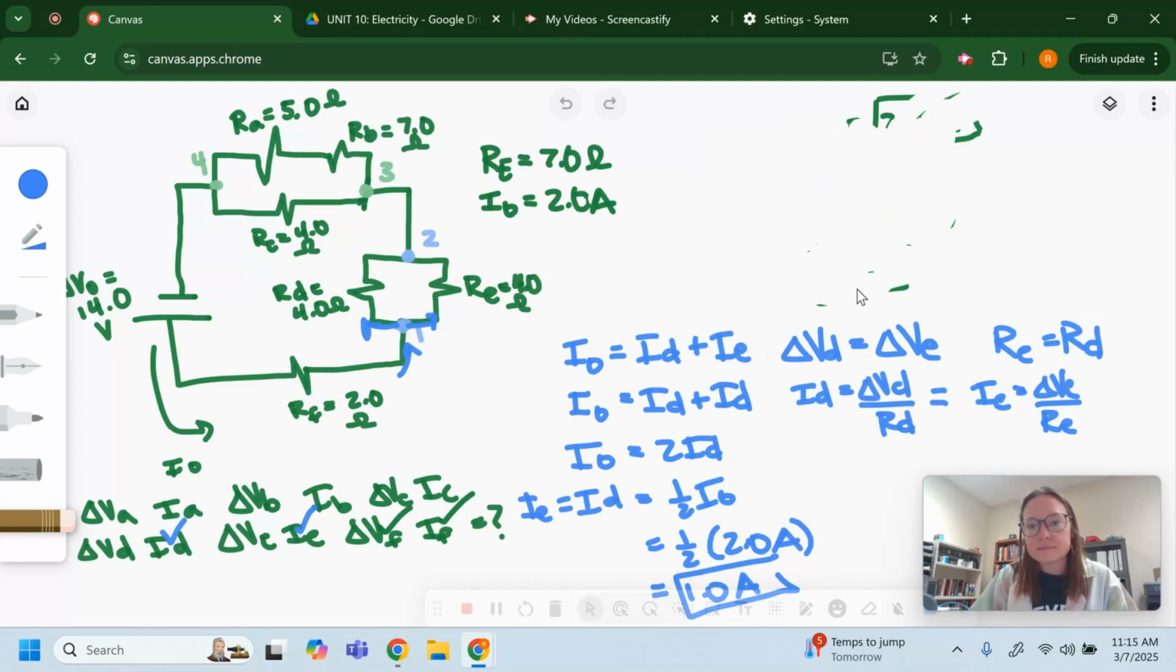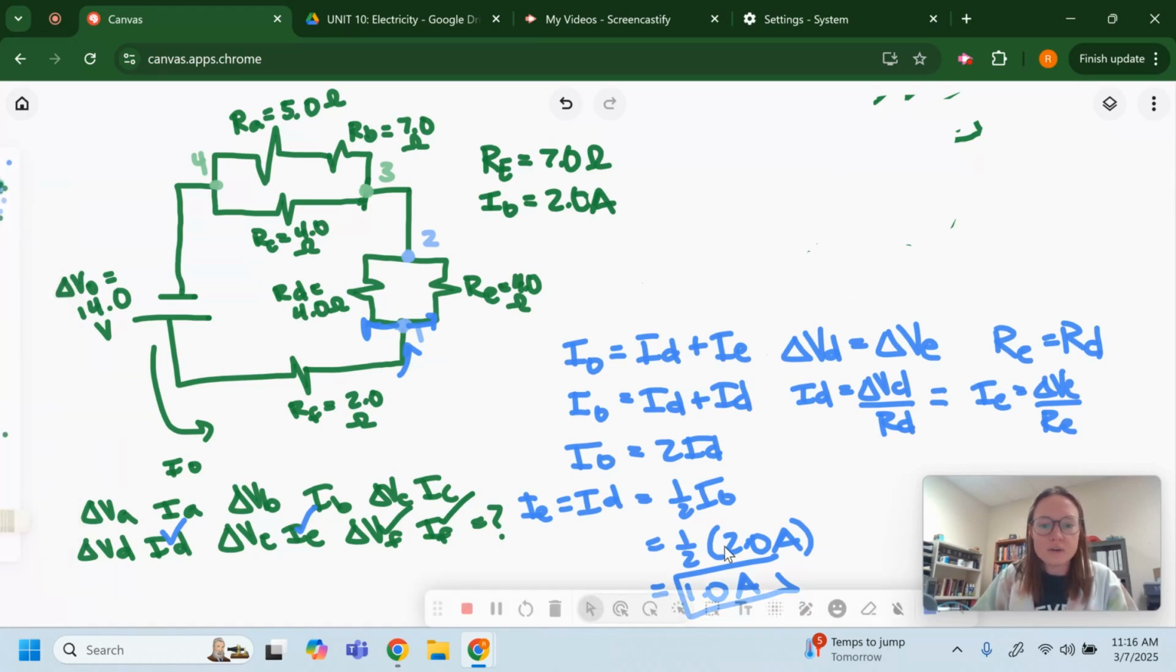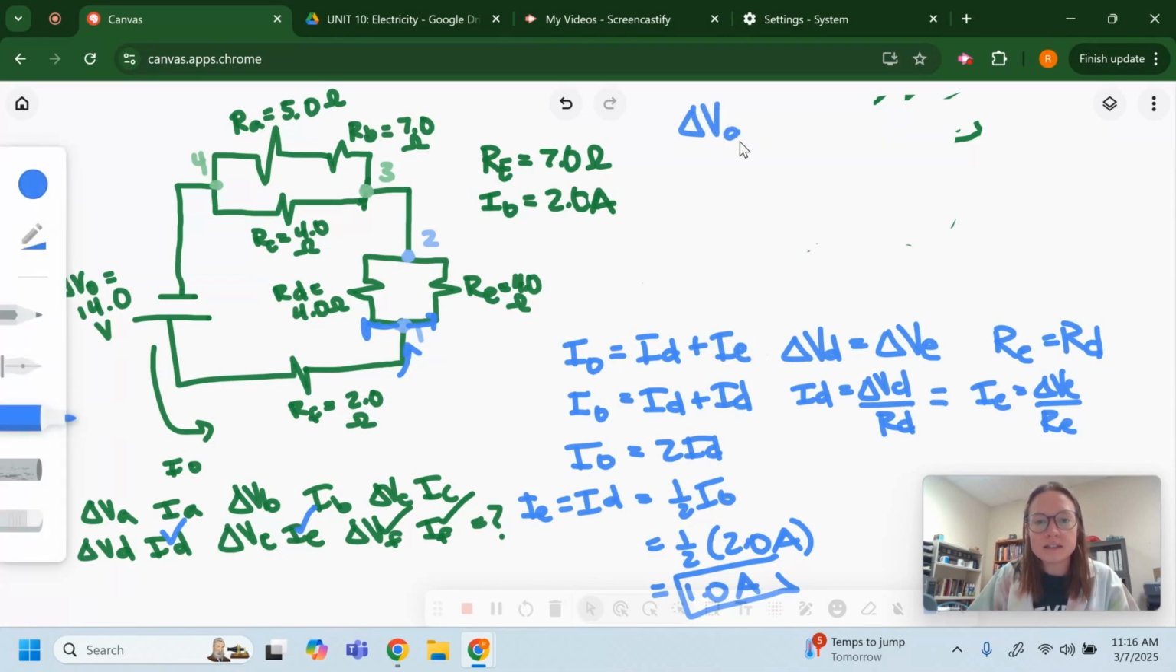Okay, so here's what I'm thinking now. I know I for ID and IE, so if I know the resistances, then I can find the potential differences. Here's what I do. I say delta VD is going to equal ID times RD, which is also going to equal delta VE, by the way, and it'll also equal IE times RE.